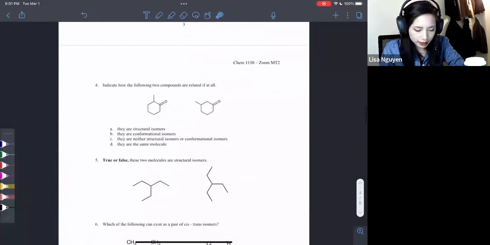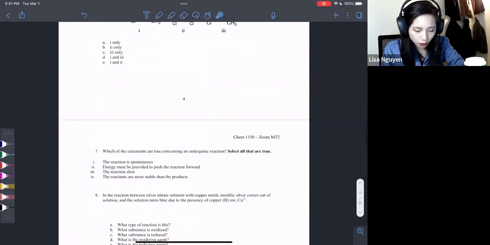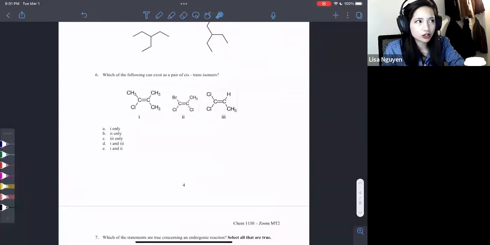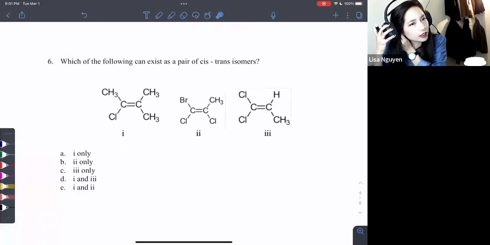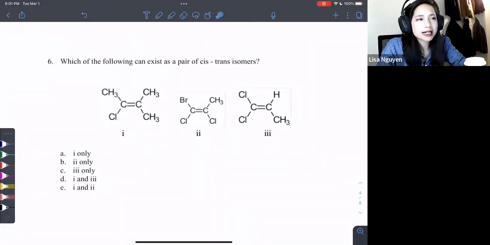All right, so let's start with chapter 4, but starting at the end. This is question 6. We're looking at the consequences of building molecules and how those substituents exist in three-dimensional space. We talk about a lot of different kinds of isomers, so we'll go into the details of those as we work backwards through chapter 4.